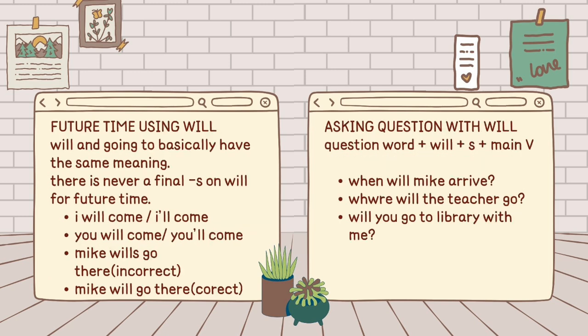Future time using will. Will and going to basically have the same meaning. For example, I will come or I'll come. For the negative, we use will plus not, won't. Asking questions with will: question word plus will plus subject plus main verb.